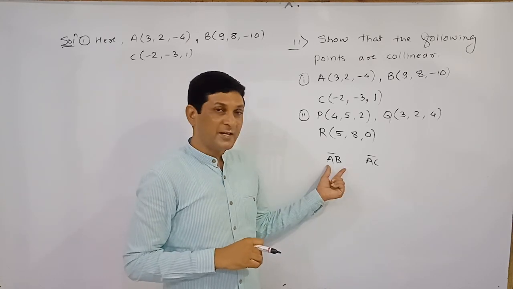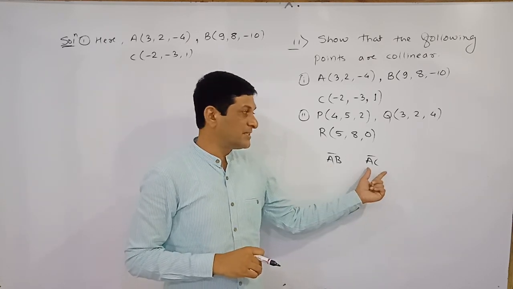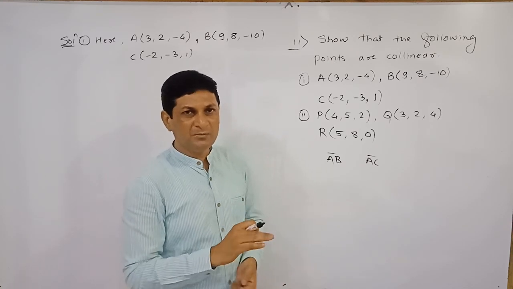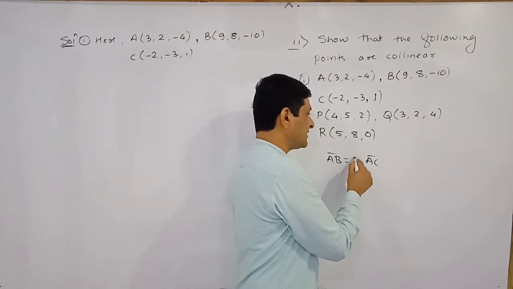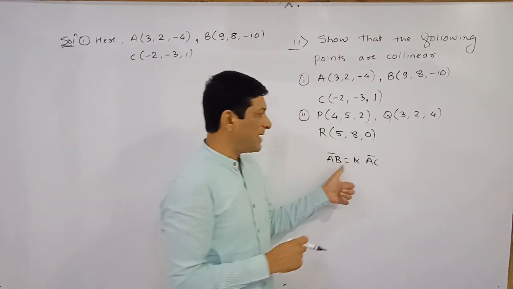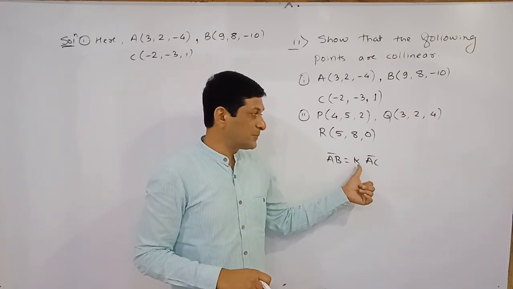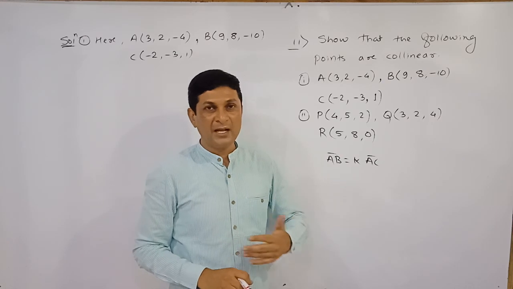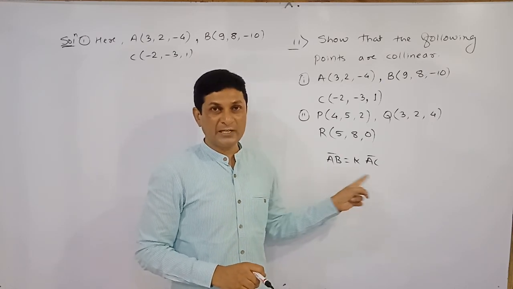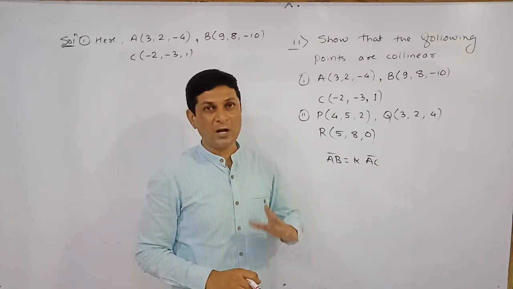AB bar can be found as B bar minus A bar, and AC bar as C bar minus A bar. If these two vectors satisfy the condition that AB bar is a scalar multiple of AC bar, meaning one vector is expressed as a scalar multiple of another, then we can say that these two vectors are either collinear or parallel.